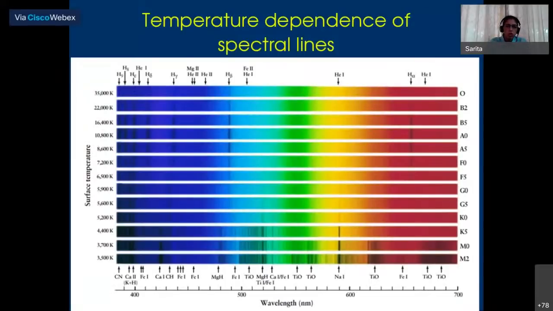So this is again shown here. In the earlier case, they were not labeled, but now you can see that this is the surface temperature and this is the characteristic spectral type associated with such a surface temperature. And on the x-axis, you have the wavelength. And here you can see that these lines are labeled. Now let us look at the hydrogen lines. The hydrogen lines are the Balmer lines. So they are the H alpha, H beta, H gamma, H delta, and so on.